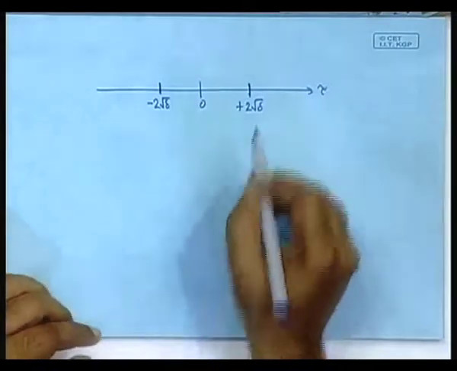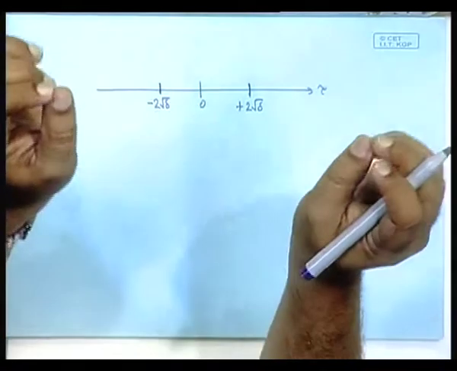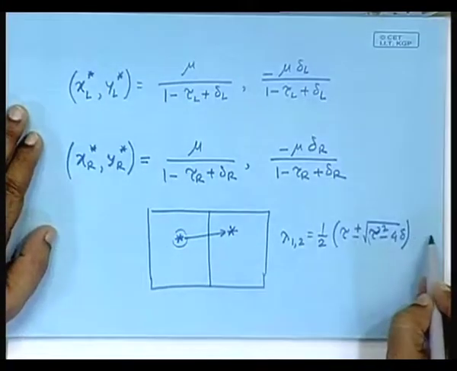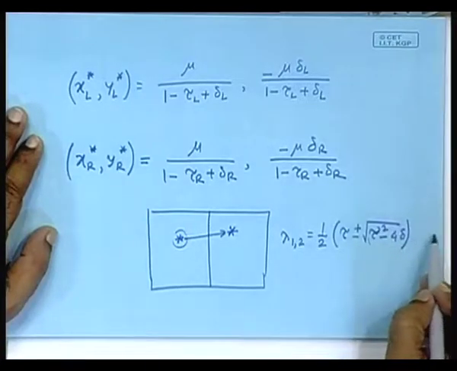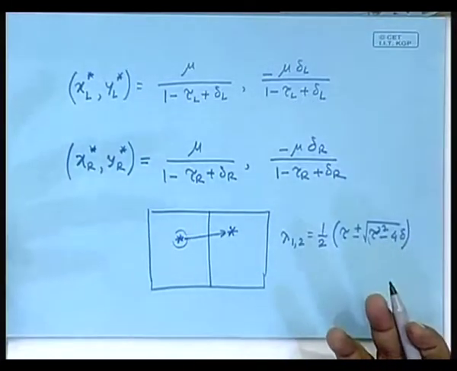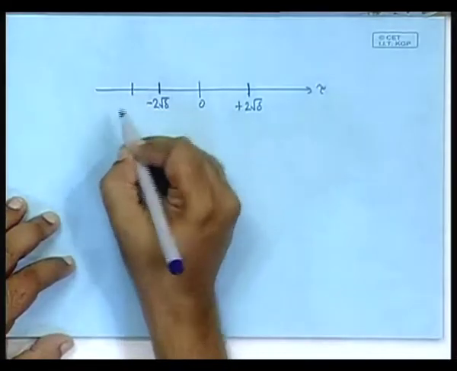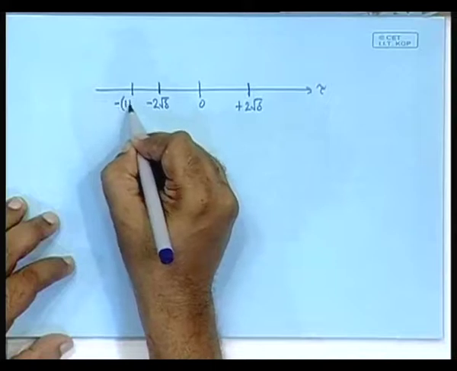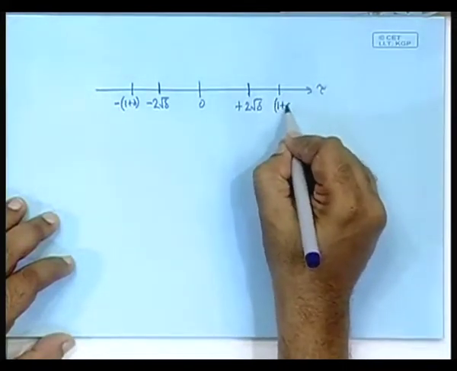Fine. When is it stable? Stable means its value has to be between -1 and +1. All you need to do is to equate this to -1 and obtain this. Again you have to equate this to +1 and obtain this condition. If you do that, you would notice that there are two conditions. This is -1 plus delta and here is 1 plus delta.